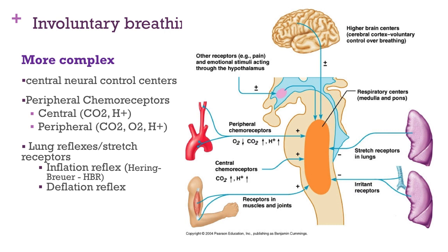Involuntary breathing is a little bit more complex in that there is essentially a central neural control center. There's actually several of them that work together. And then there's peripheral chemoreceptors, so chemical receptors out in your body that help to sense carbon dioxide, oxygen, and hydrogen. And when we say hydrogen, we're generally always talking about pH. So it's sensing the pH of your blood. How acidic and how basic is it based upon how much hydrogen is present.